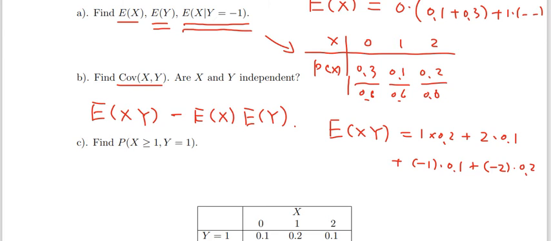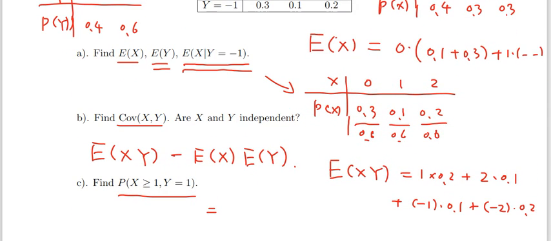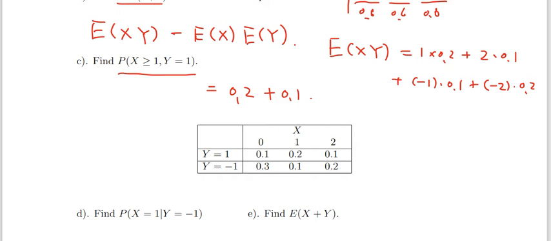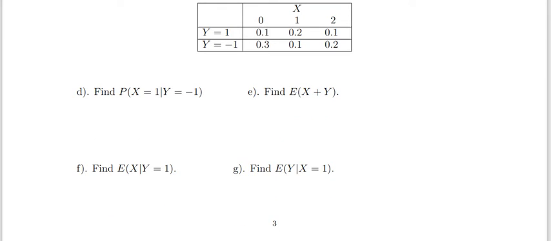Okay, so then find this probability. For example, we just check each case. So y equal 1 and x larger than 1. So we just check again what those cases are. Y equal 1, and x larger than 1, we have two cases, x equal 1 and x equal 2, right? So such a probability is 0.2, 0.1. So such a problem, I think, is easy, right? Okay.